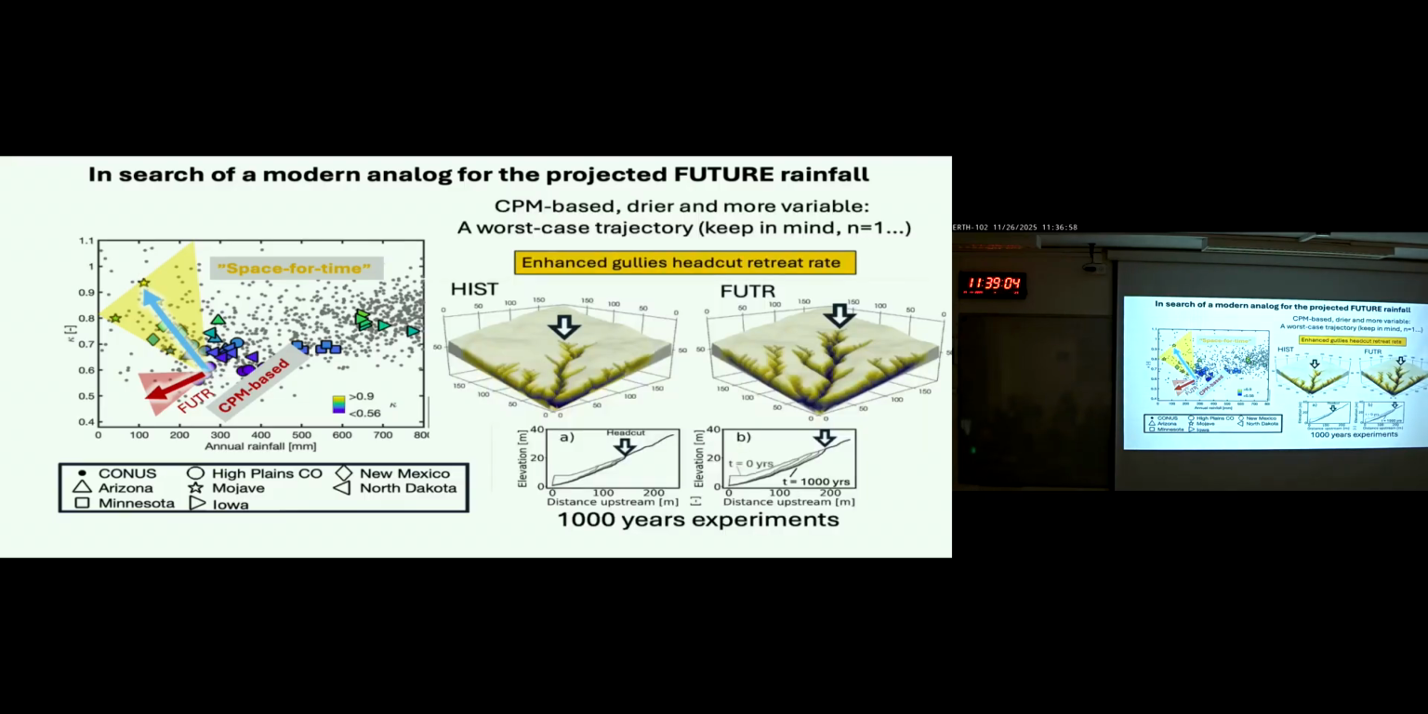If we believe the CPM projections, this is a worst-case trajectory for water resources: more variable but also drier. Under future conditions, in this hypothetical landscape, the gully headcut retreat and sediment yield are 2 times greater than the historical records, and this is also highlighted here by the fast propagation of the gullies under CPM-based future records.